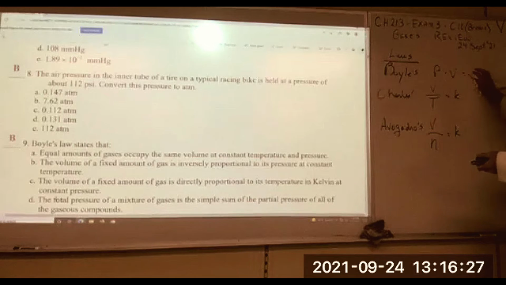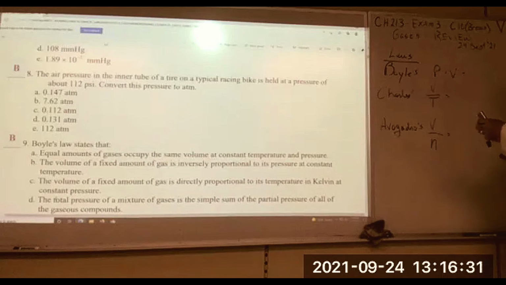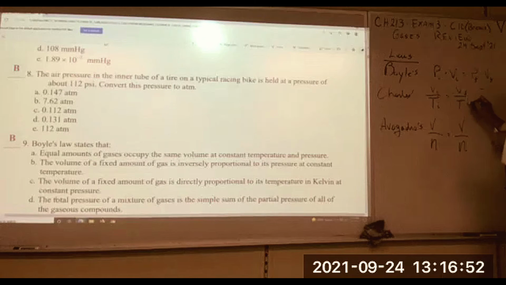What we need is a relationship between initial conditions and final conditions. So if we set them up like that, then initial conditions are equal to final conditions, like that ratio. And this one, initial, final, final.